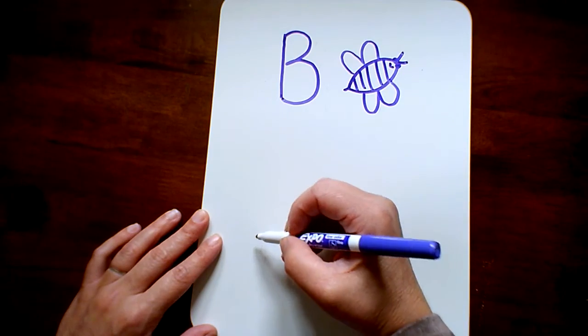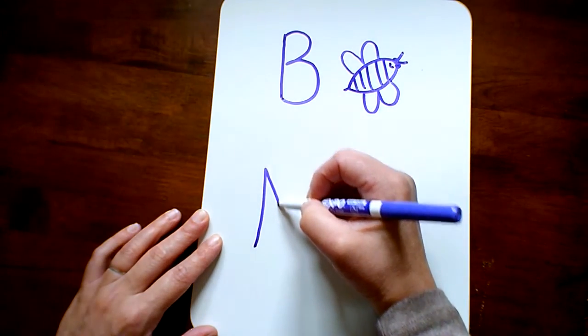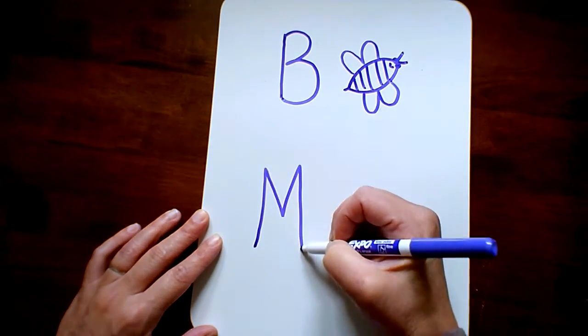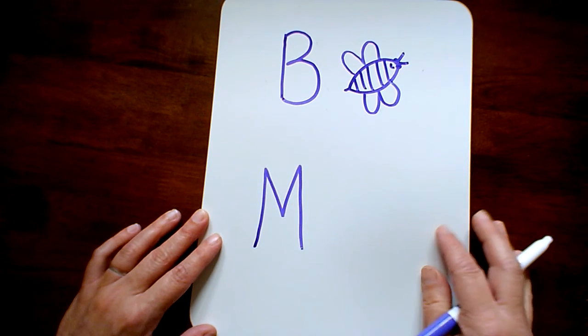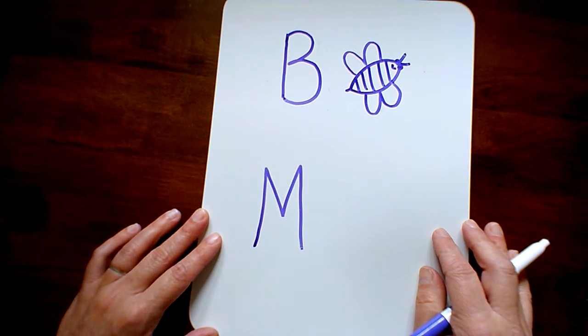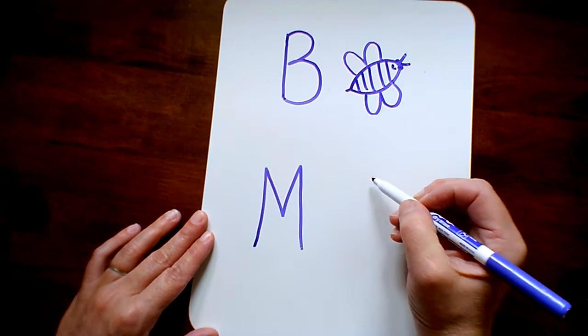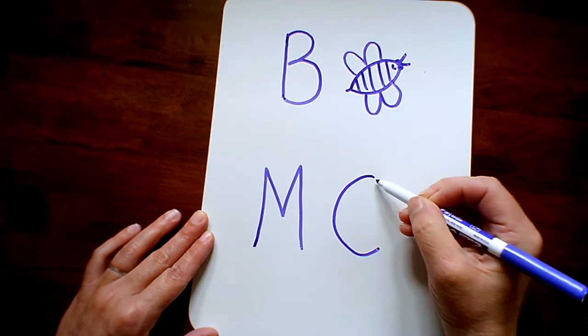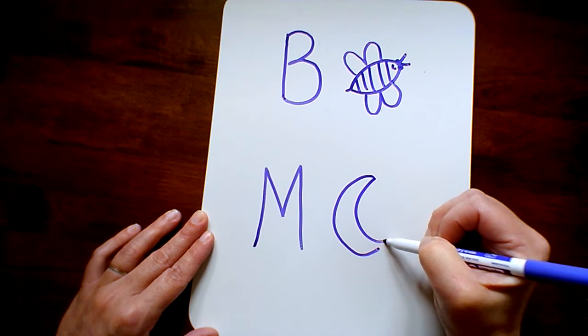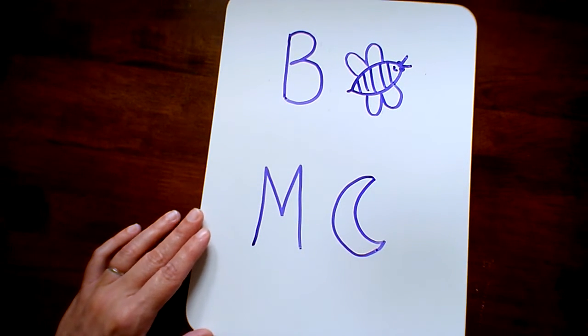Okay, and here's the other sound that we're working with. This is the letter M. Let's make the sound for M. You put your lips together. Let's see if you know what this picture is. Moon.